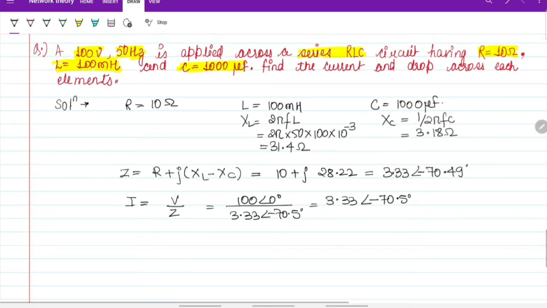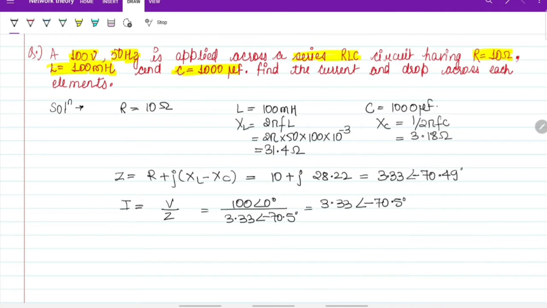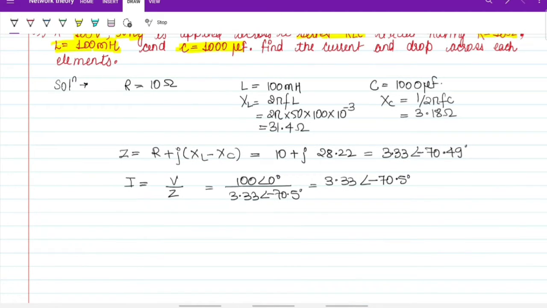Now in the question they asked to find the drop, but we don't need this. See, my main objective is to find the resonant frequency and see what will be the current at resonant frequency and also at half power frequency. If you want to find the voltage drop also, the voltage drop across VR will be equal to I into R. So I is 3.33 at an angle of minus 70.5, multiply this with R 10, you will get 33.3 at an angle of minus 70.5 degree.